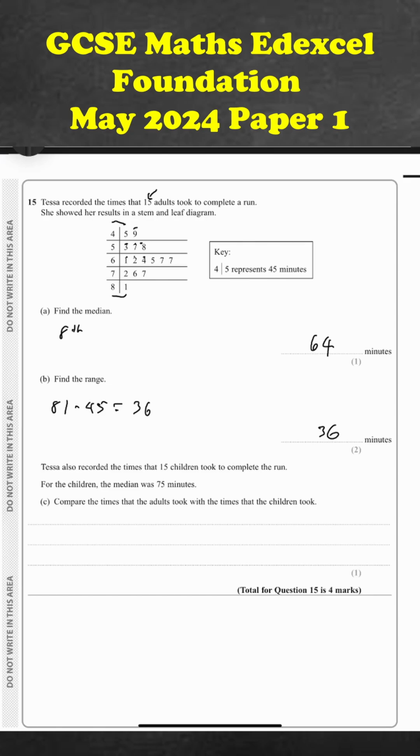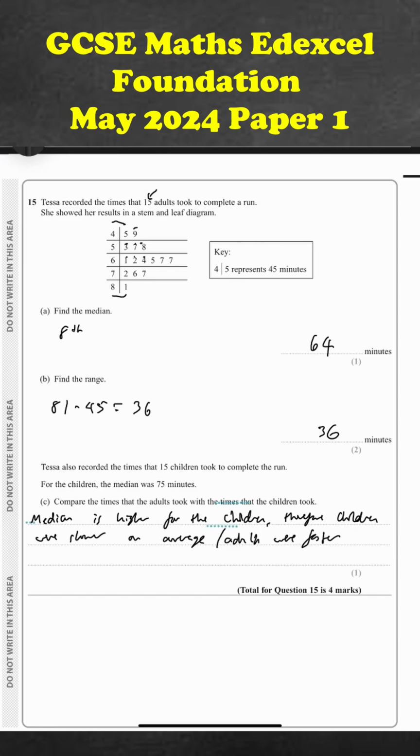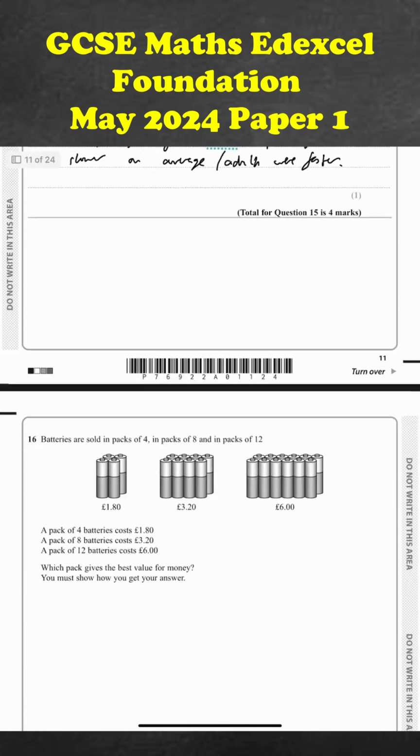Compare the times that the adults took with the times that the children took. Right, so the median is higher for the children. Therefore, children were slower on average. I'll also write adults were faster, as it took them less time. That's all we need for that one.